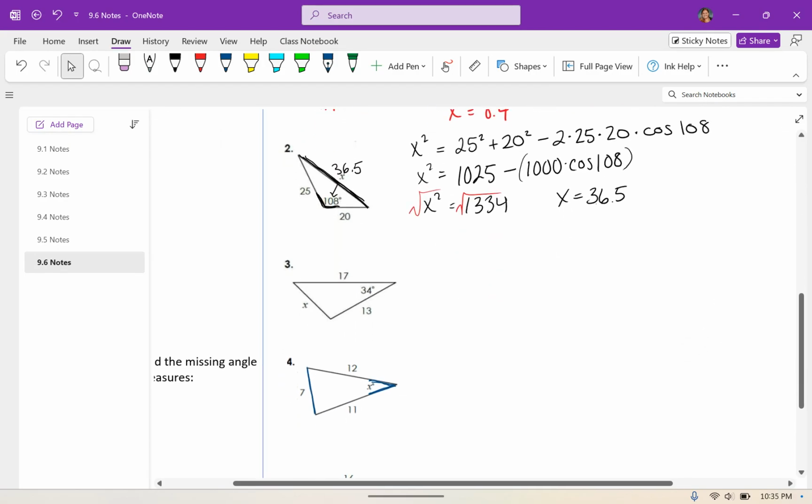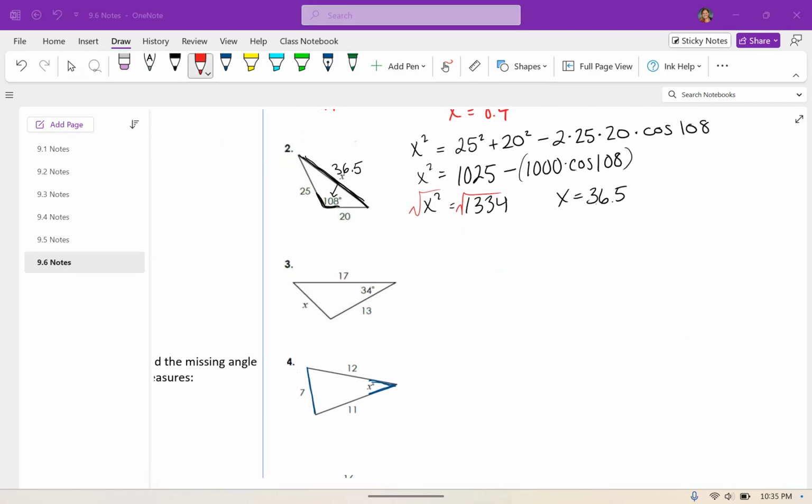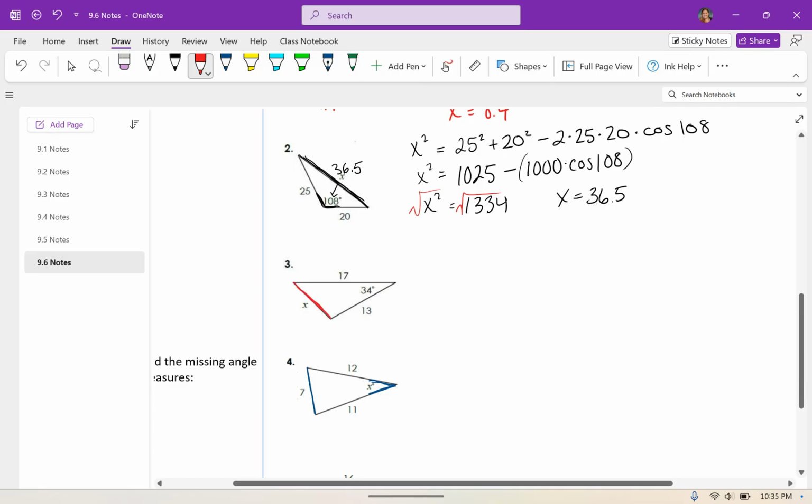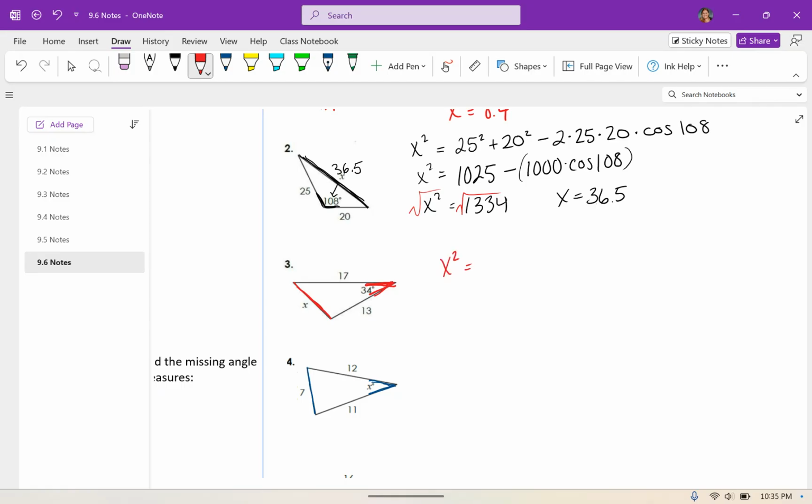Okay, number 3. Alright, we're looking for side length x and given angle 34, which is across from x. Plugging it into the formula. X squared equals 17 squared plus 13 squared minus 2 times 17 times 13 times cosine of 34. Okay.